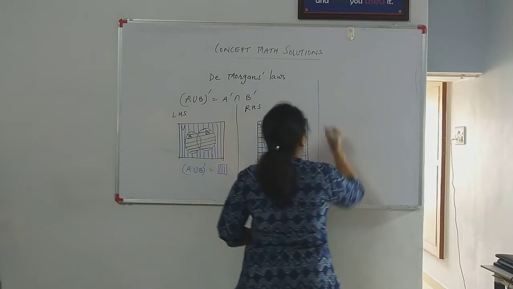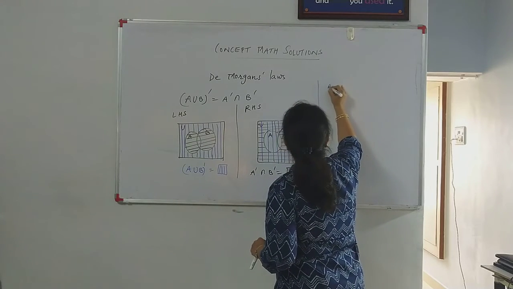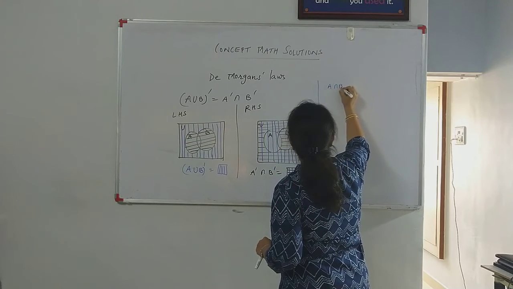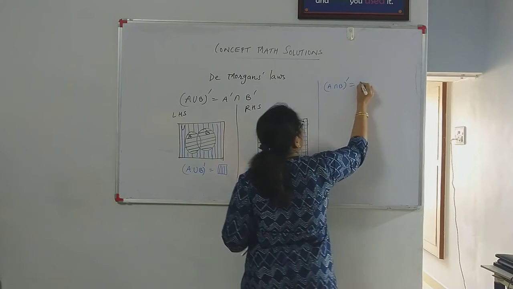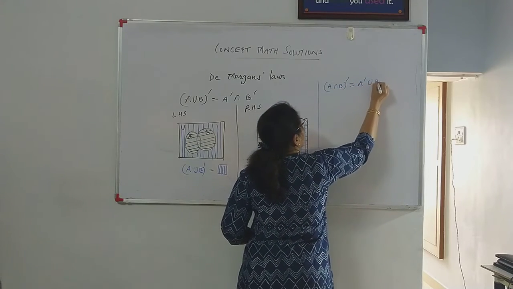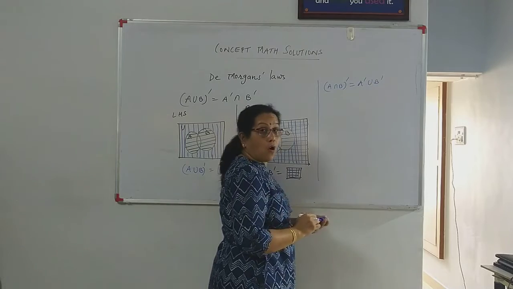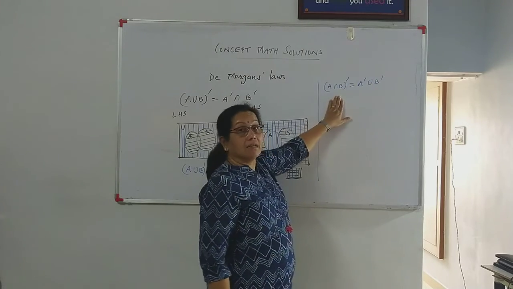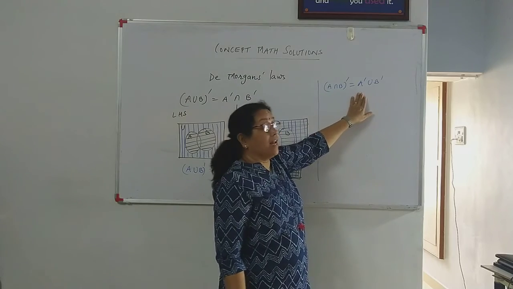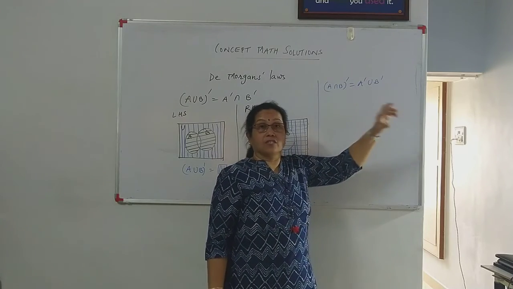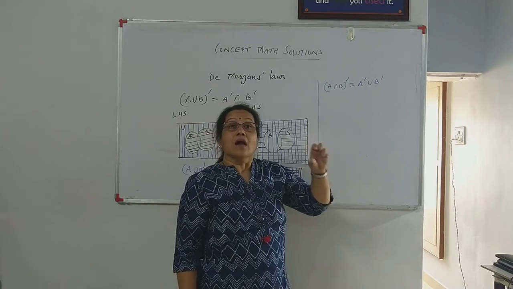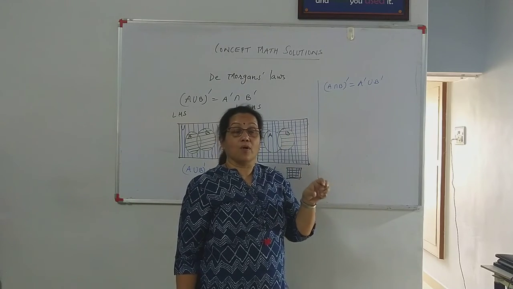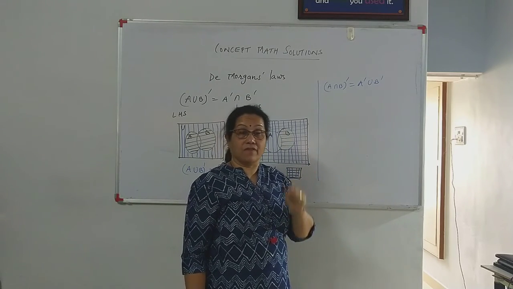The second law by De Morgan is A intersection B dash is A dash union B dash, and I want all of you to draw the diagram for it and understand. Draw the Venn diagram for that and understand how De Morgan's second law can be justified.